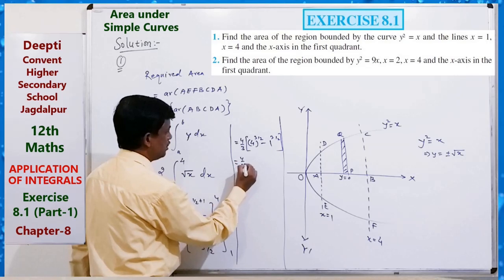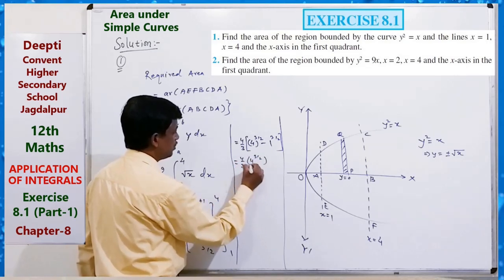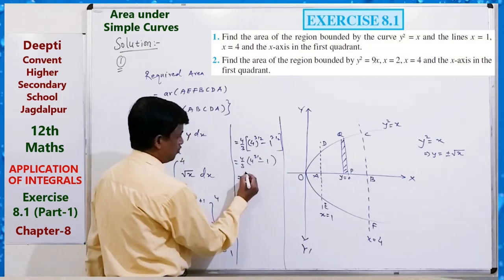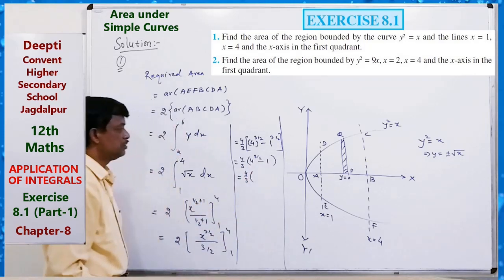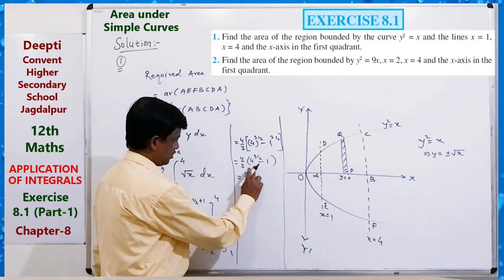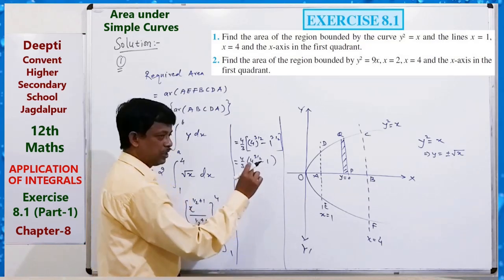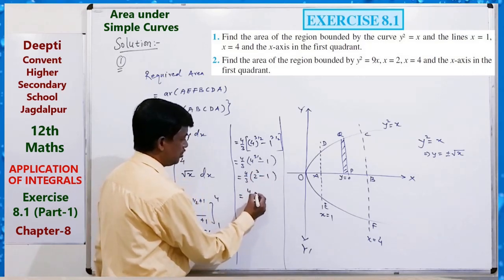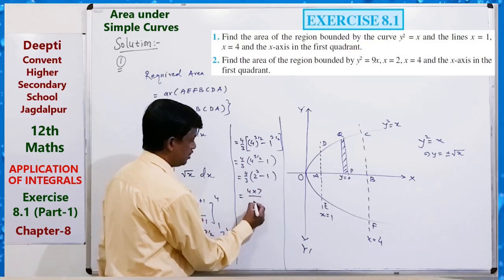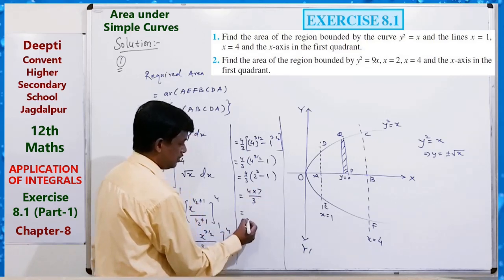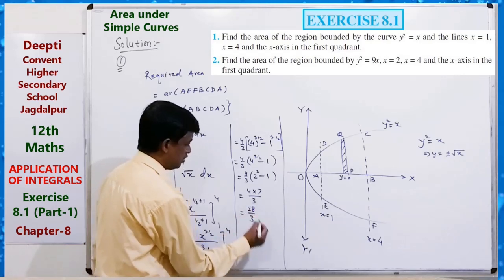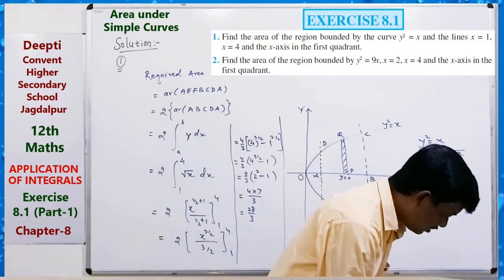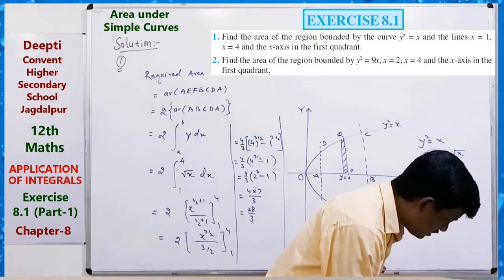Clear? Equals to 4 by 3, 4 to the power 3 by 2 minus of 1. 4 to the power 3 by 2 means 2 square to the power 3 by 2, 2 to the power 3, that is 8, minus 1. This means 4 by 3 into 7, so 28 by 3. Okay. So the answer is 28 by 3.